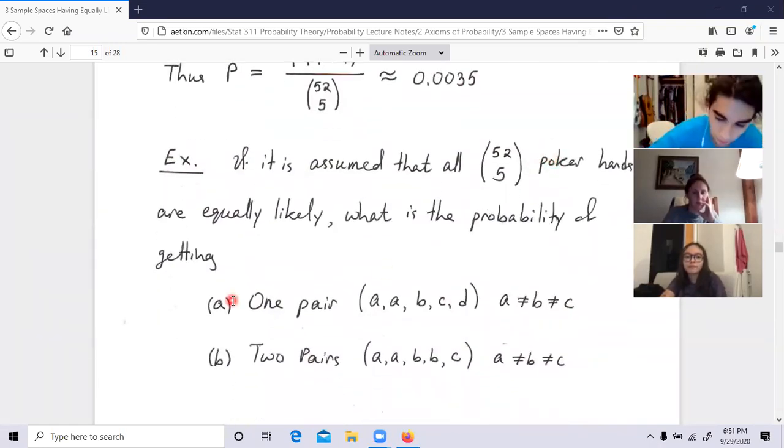It has two parts, part A and part B. If all the 52 choose 5 poker hands are equally likely, what is the probability of getting one pair? You understand what one pair is? It means that you get 2 identical numbers and all the other numbers are different. And then the second part is 2 pairs. When you solve those questions, I want to see a Kafka document. I hope we'll see it on the exam.